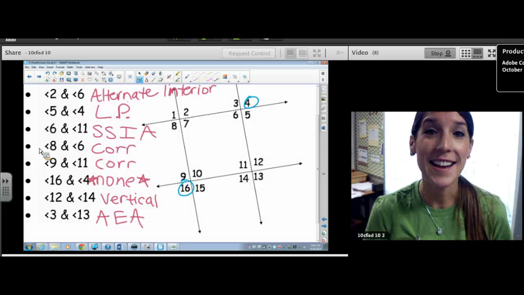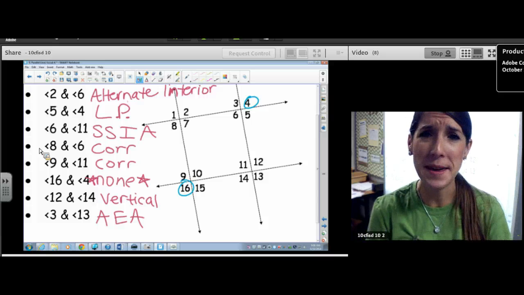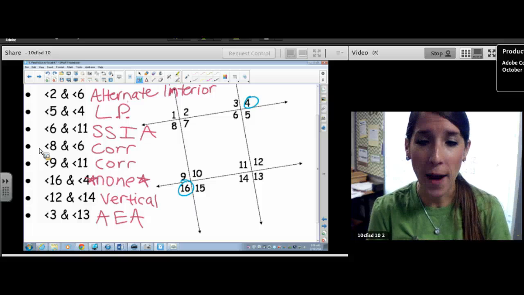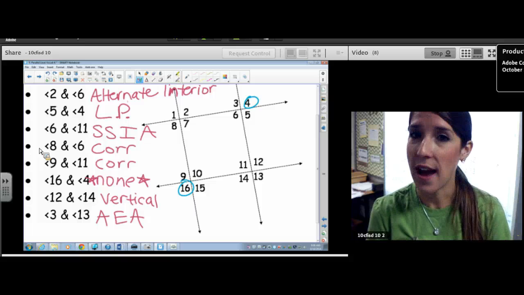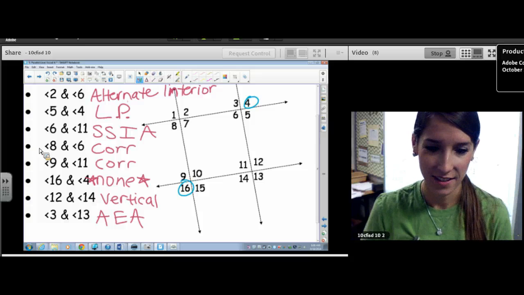Your homework tonight is just to practice naming angles. So please practice your homework over the weekend. It's not very long, and you're practicing the names because you have to get these names down. Have a great weekend.